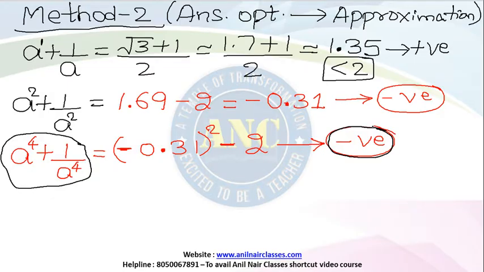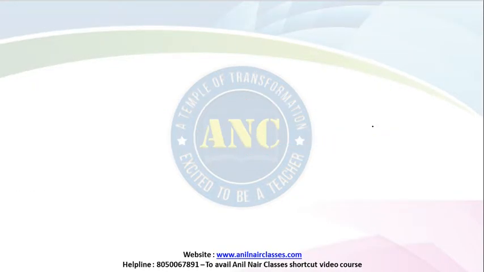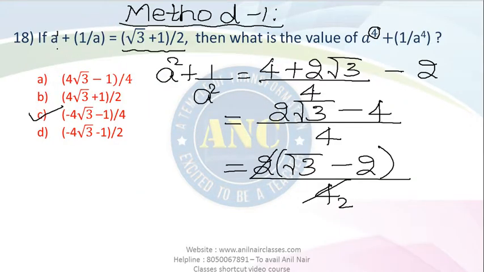A power 4 plus 1 by a power 4 should be a negative value. Now let me come to the answer options which are given. Let me list out all the answer options. First of all, I will not be wasting my time in listing out first and second options, because 4 root 3 minus 1 is a positive value. Root 3 is 1.7. 4 into 1.7 is 6.8. Minus 1. 6.8 minus 1 is 5.8 by 4. It's a positive value. It cannot be the answer. Similarly, 6.8 plus 1 is 7.8 by 2. Positive value cannot be the answer.